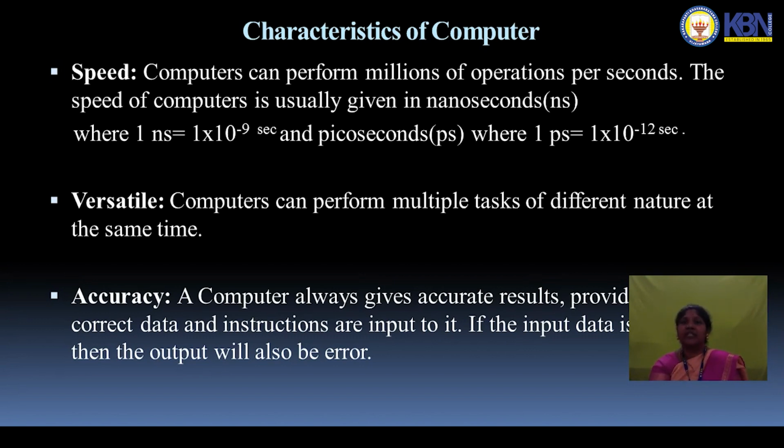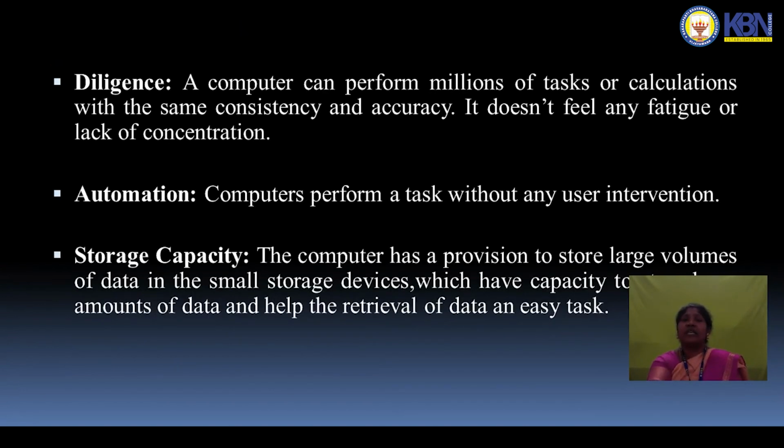That's why we are getting the wrong output. Then after, go for the next one. Diligence. A computer can perform millions of tasks or calculations with the same consistency and accuracy.